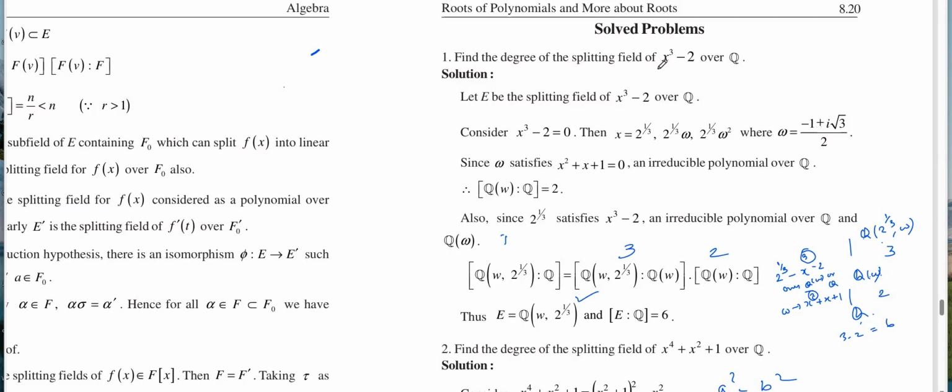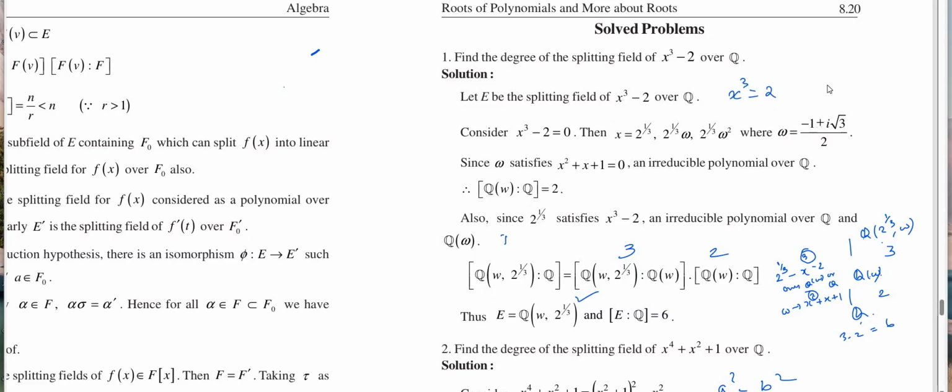First one, find the degree of the splitting field of this polynomial over Q. Now we know that the splitting field is nothing but the smallest field which contains all the roots of the given polynomial. So if we need to know the degree, first of all we should know what that splitting field is. The splitting field can be determined only if we solve the given equation. So we consider the equation x cube minus 2 equal to 0. Then we have x cube equal to 2.